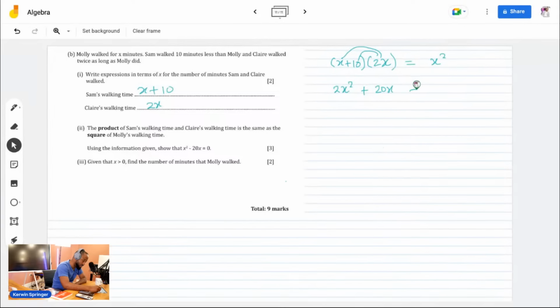So this is really 2x squared plus 10 by 2x is 20x, equal to x squared. Bring across that x squared. So it's really 2x squared minus x squared plus 20x is equal to 0. So at the end of the day, this is just x squared. Hold on, we're at negative 20. I nearly made a mistake.